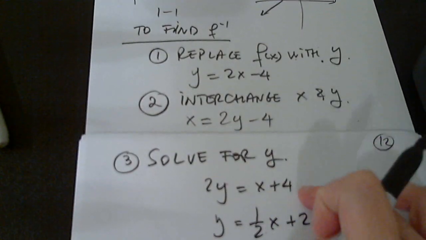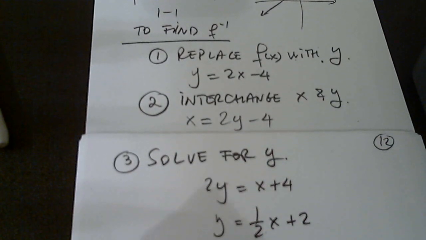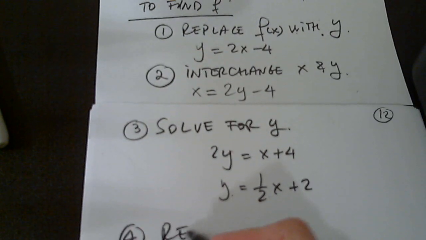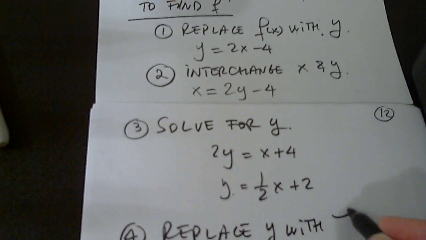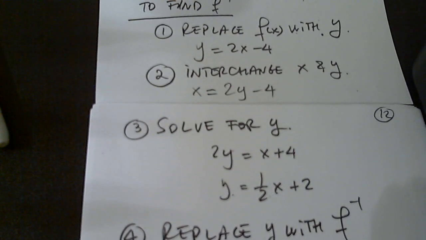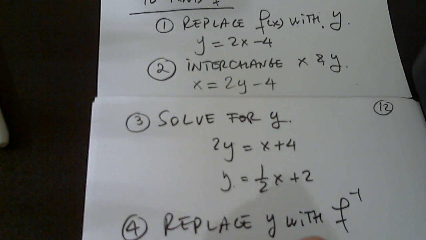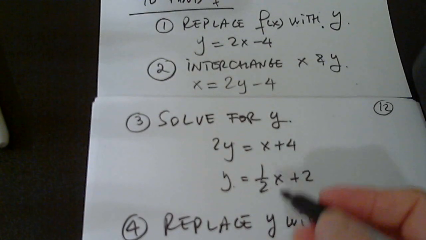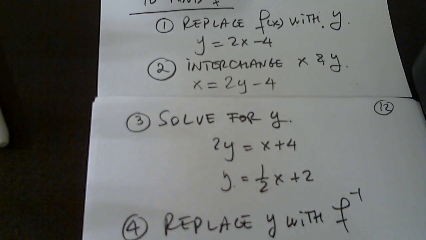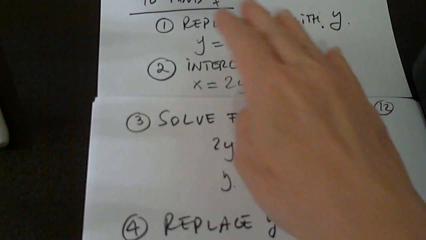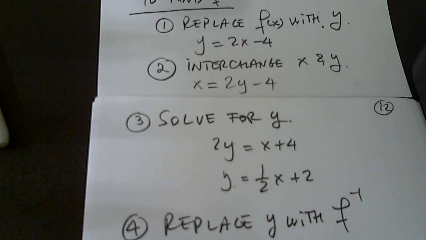1/2 x plus 2. Now, in the final step, rename. Replace y with f inverse. So f inverse of x is 1/2 x plus 2. This is it. This is the 4-step procedure.